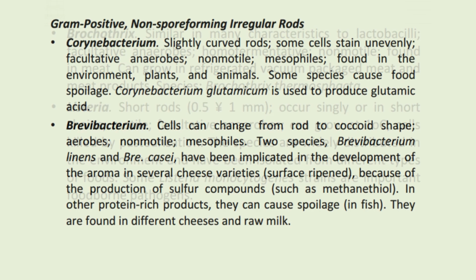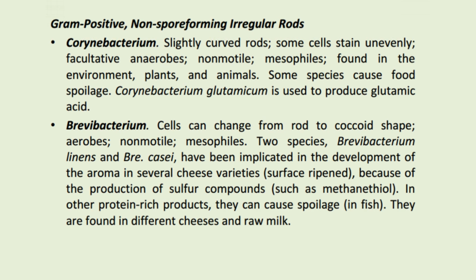Now let's examine gram-positive, non-spore-forming irregular rods. First is Corynebacterium. These are slightly curved rods. Some cells stain unevenly. They are facultative anaerobes and mesophiles. Some species cause food spoilage, while Corynebacterium glutamicum is used to produce glutamic acid.